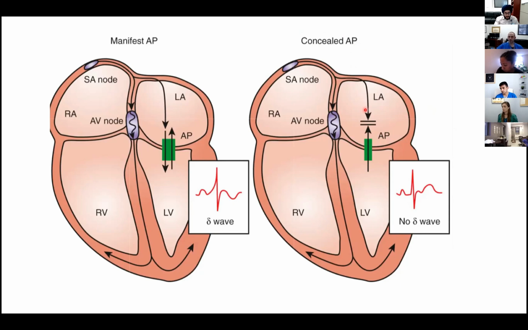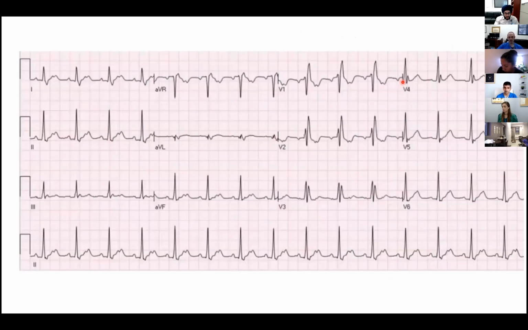So these patients will not have a delta wave or pre-excitation when they're in sinus rhythm, but they can still have AVRT. Just a point: absence of pre-excitation in sinus rhythm does not exclude the diagnosis of AVRT.